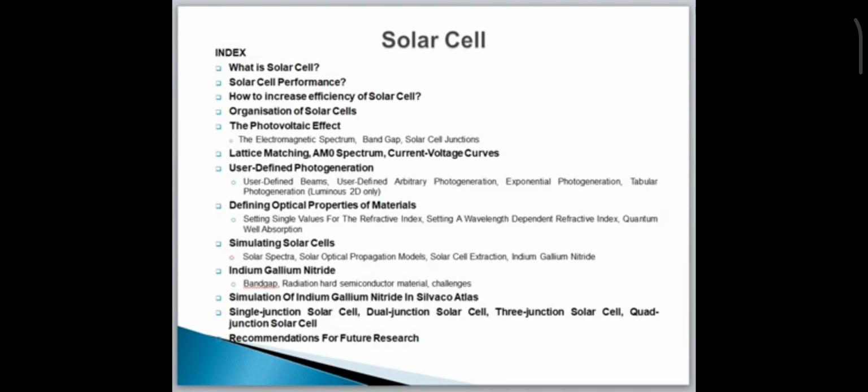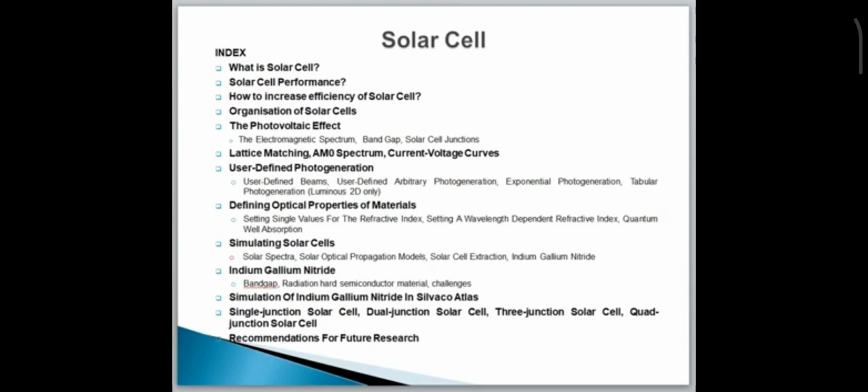Next, we will discuss how to simulate solar cell in the Silvaco TCAD. To simulate, you must know about the solar spectra, solar optical propagation model, solar cell extraction, and the indium gallium nitride material. We are using the indium gallium nitride material in the Silvaco TCAD tool. I will discuss about this material in detail.